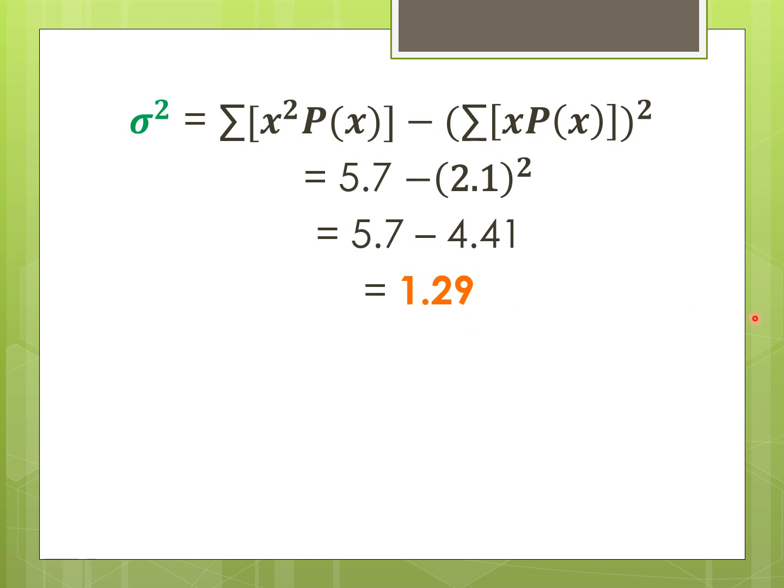Then, for the standard deviation, just extract it. Square root of 1.29 will get 1.14. Again, in your exam, you can use either of the two methods. Okay, so if you have any clarification, feel free to ask me, or don't hesitate to ask me.